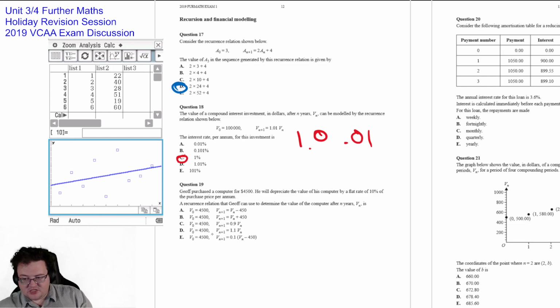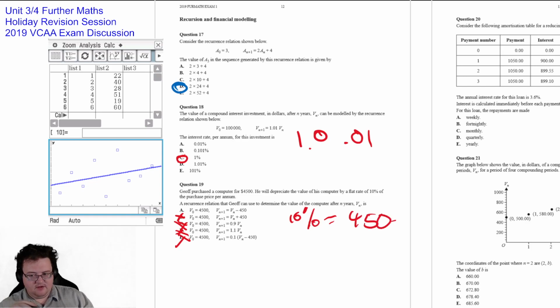Looking quickly through our options, this one has it increasing in value, so it can't be that. These two have it growing or shrinking based on the previous year, therefore can't be that. This one has some growth and other things, so it can't be that. Therefore, A is the only answer. Without doing any math, I've already eliminated 4 options based purely on what I know about the question. And 10% of 4,500 is indeed 450. Therefore, every year it's going down by 450.